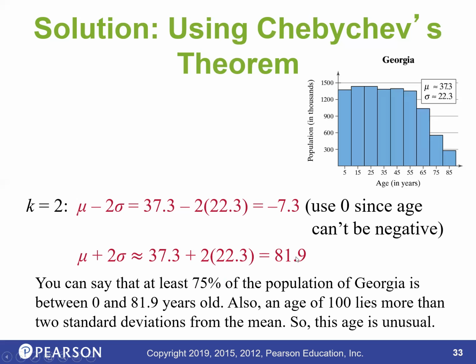So now what did we say? According to Chebychev's theorem, 75% of the population in Georgia are between 0 and 81.9 years old. And that's going to capture, let's see, about 75% of the people. And so what do we do? 2 standard deviations for the most part is important to us because anything outside of those, we call that unusual. And so a person that is age 100, because they're more than 2 standard deviations away, we say that's an unusual data point.